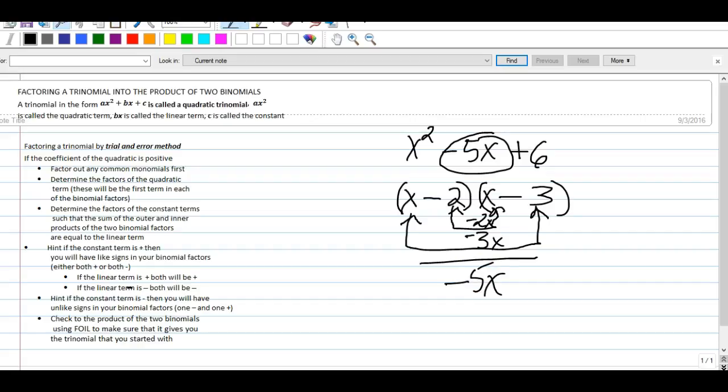So again, just a quick check to see that we factored that correctly using FOIL. First times first is x times x, which is x squared. And we've already determined the inner product here, which is a minus 2x, and the outer product, which is a minus 3x, and the sum of those two gives me minus 5x, which is the linear term. And of course, the last times the last, negative 2 times negative 3 gives me positive 6. So always check the product of your two binomials to make sure that it gives you the original trinomial that you started with.